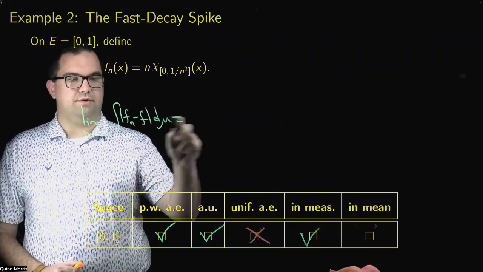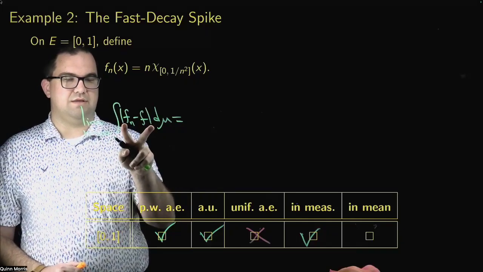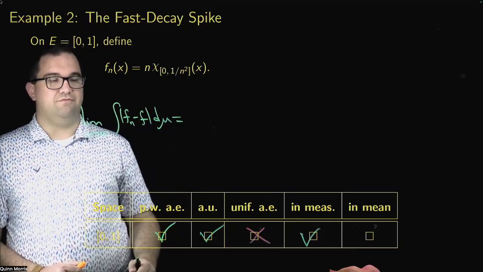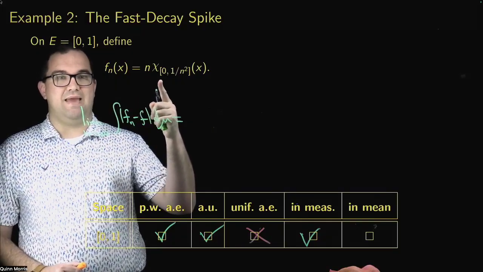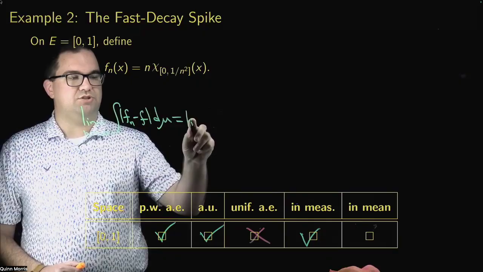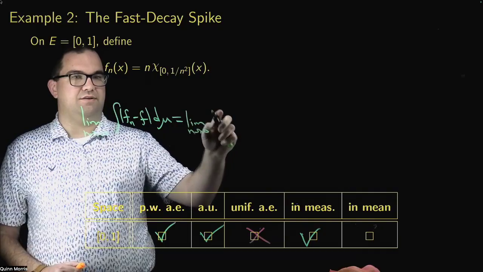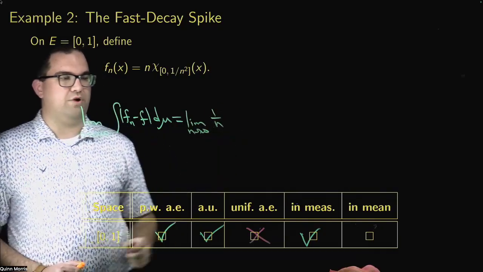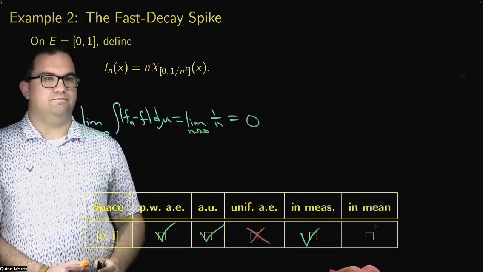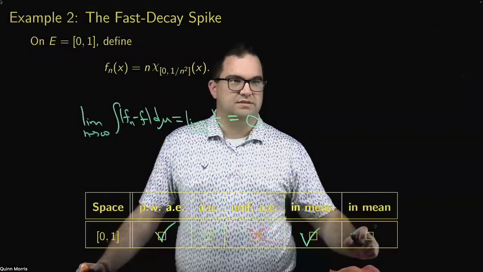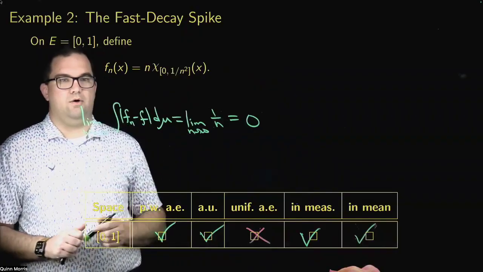Same thing as before. This f is just 0. I can drop the absolute values because it's a non-negative function. But now the difference is these are rectangles with height n and base 1 over n squared. So each of these integrals, for a fixed n, comes out to be n times 1 over n squared, or 1 over n, as the area under the curve. But that goes to 0. So this, in fact, gives me convergence in mean as well.